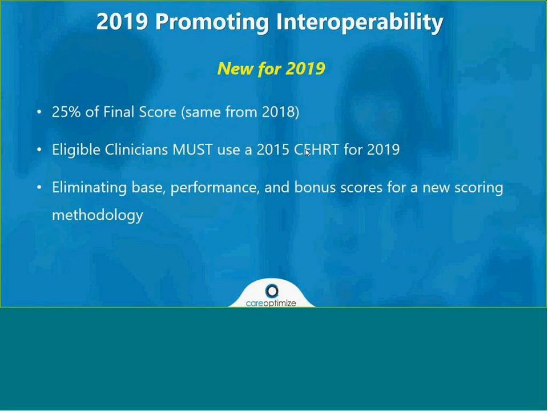Okay, the Promoting Interoperability category. I know I've written it's new for 2019, but the first piece does not change. It's still going to stay at 25% of your score. And the biggest change here is that you are going to have to use a 2015 certified EHR. So for promoting interoperability, the old ACI category, you must use a 2015 certified EHR.